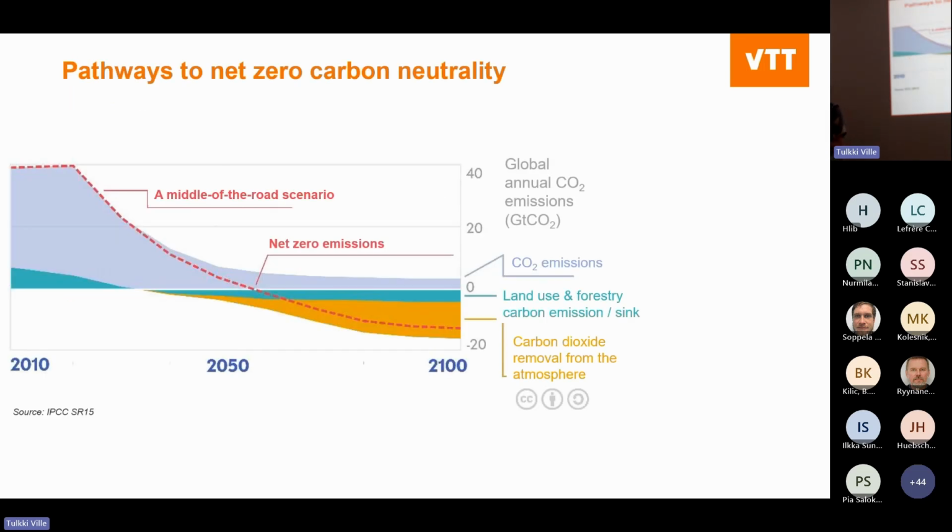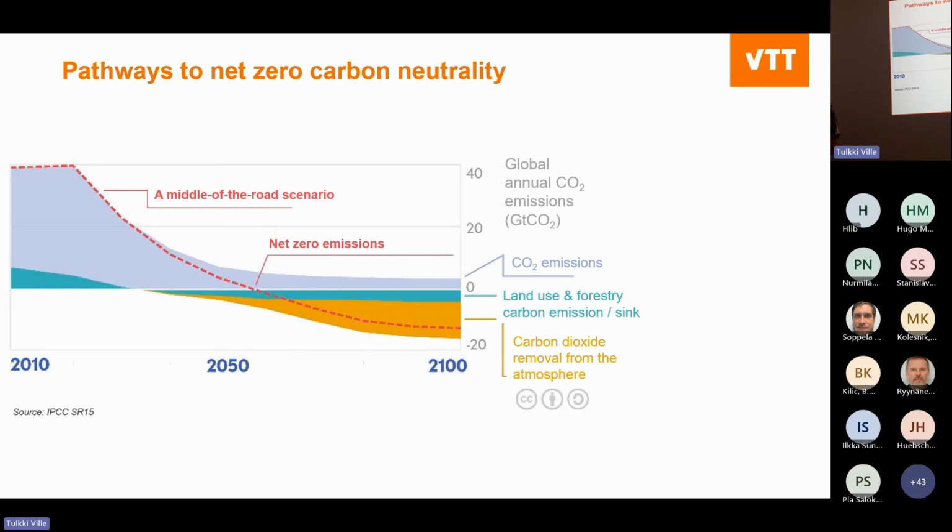So here you can see a simplified illustration of an IPCC climate change mitigation scenario towards 1.5 degrees climate targets. So, to stop the warming to 1.5 degrees. And as we all know, that would require very rapid and drastic emission cuts starting from now to reach net zero emissions around 2050.